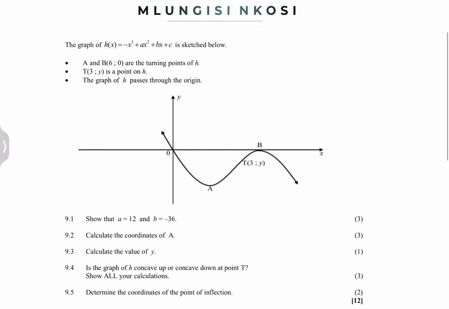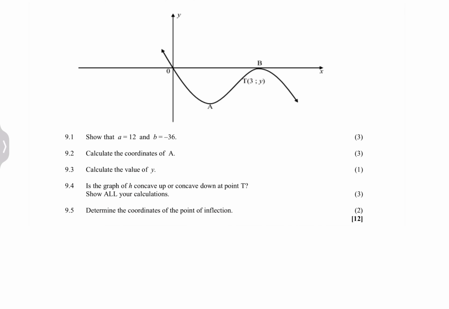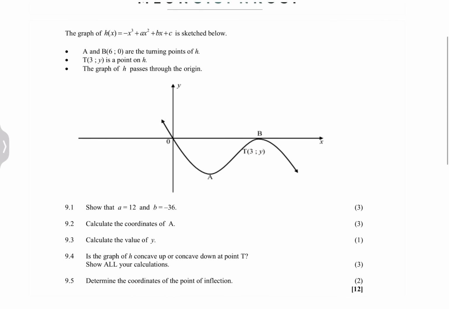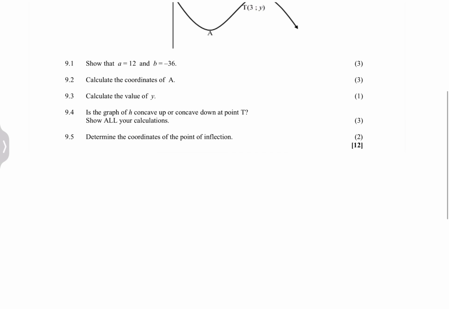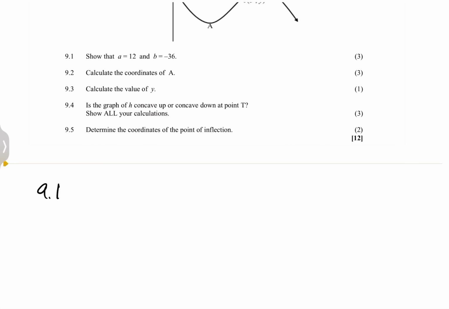So what we needed to do there, first of all, let's write down the equation in the form that it's written in. So we start with 9.1. h of x is minus x cubed plus ax squared plus bx plus c, but we already know that our c value is 0, so we might as well just get rid of that part.